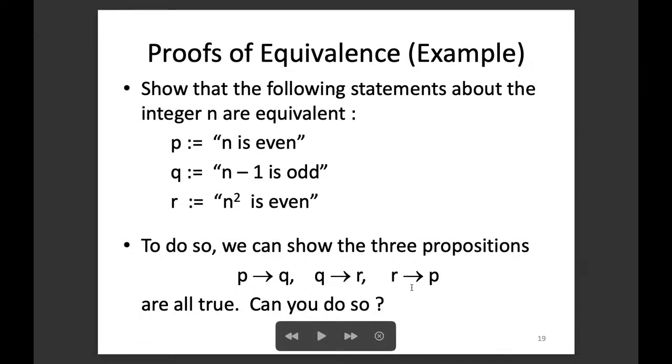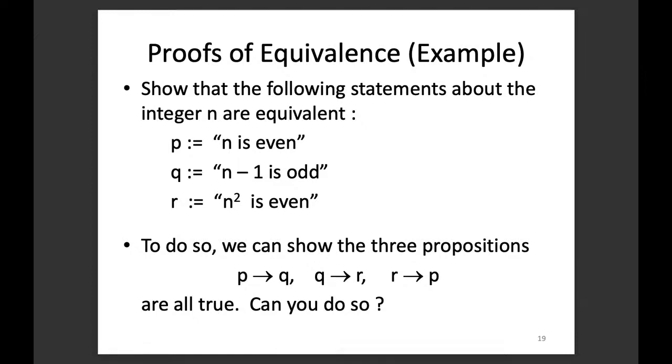Now the third one is R implies P. Suppose that n squared is even, then n will be even. This is already shown before, right? But this R implies P is a standalone thing that we want to show now. We can use whatever method we like. We can rely on proof by contradiction, proof by contraposition, anything you can imagine. For this one, R implies P, we can prove it by contraposition.